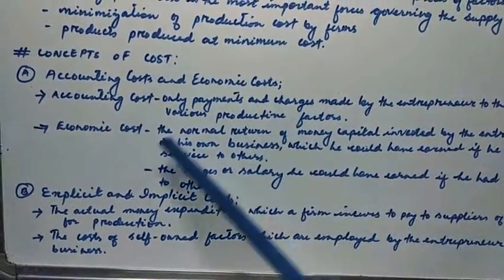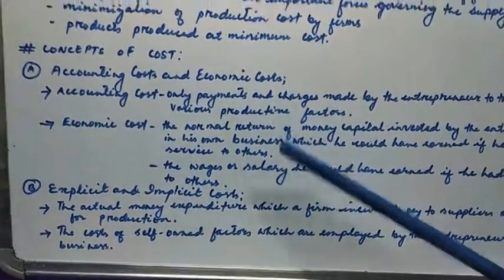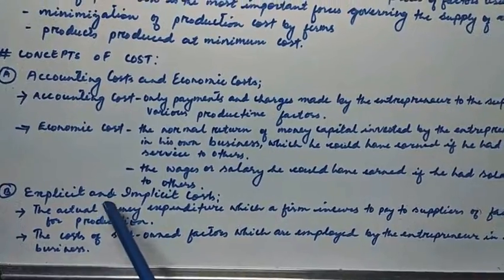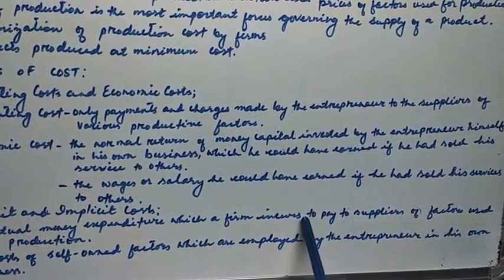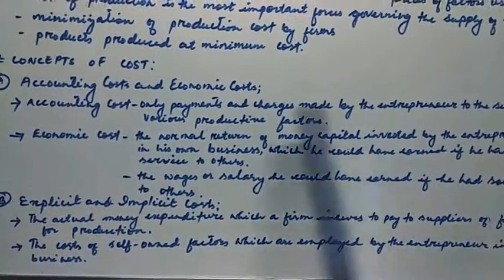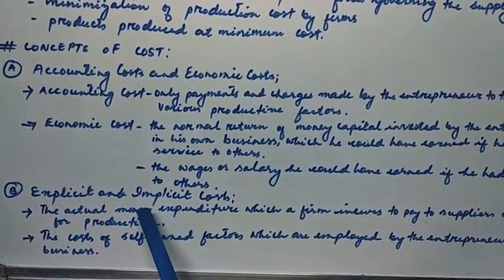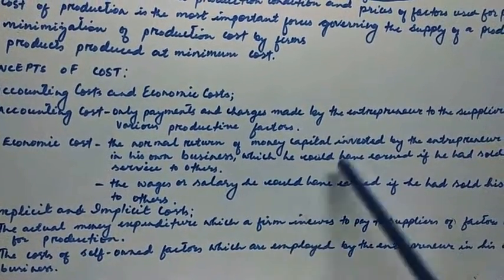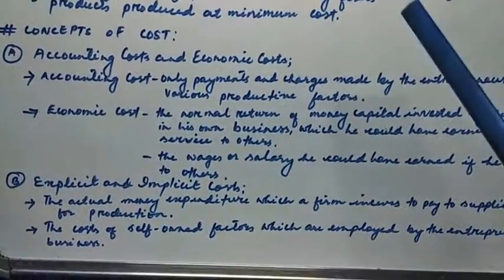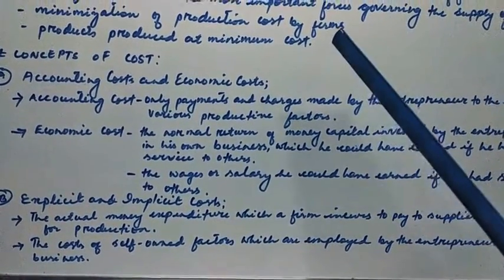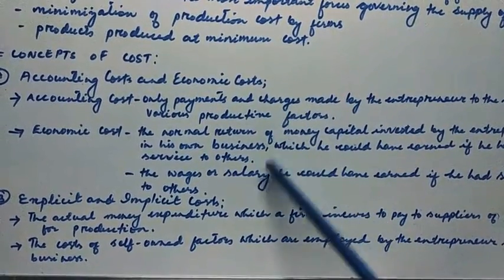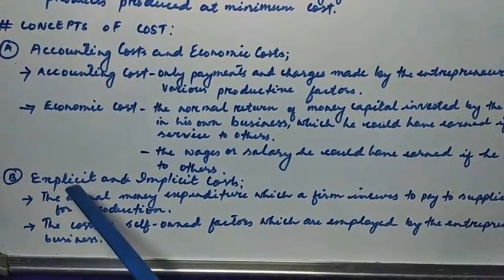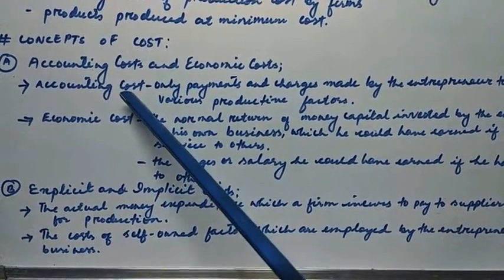Related to that, we have explicit and implicit costs. Going by the definition, explicit cost is the actual money expenditure which a firm incurs to pay suppliers of factors used for production. So explicit cost is similar to accounting cost. It is the expenditure which a firm gives to the suppliers of factors of production only, in the form of wages, interest, rent. So that is explicit cost, similar to accounting cost.